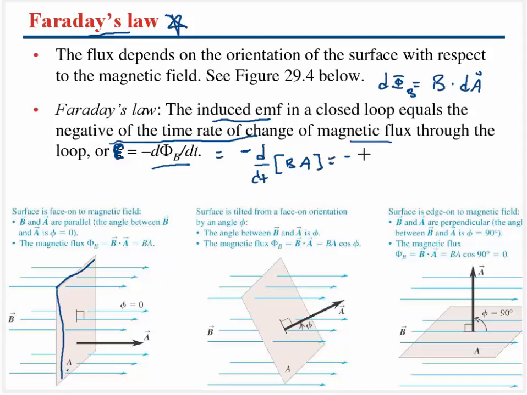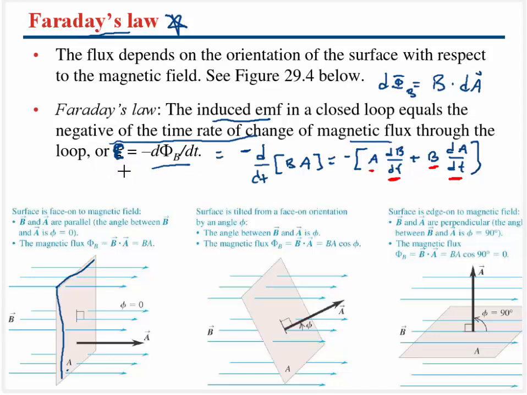We could also write this as being equal to negative the area times the change in magnetic field over time, plus the magnetic field times the change in area over time. The key idea is either the magnetic field can change and the area can remain constant, or the magnetic field can remain constant and the area can change over time.